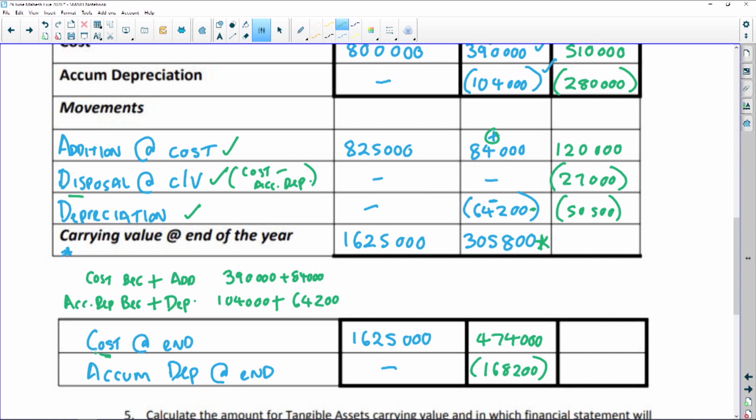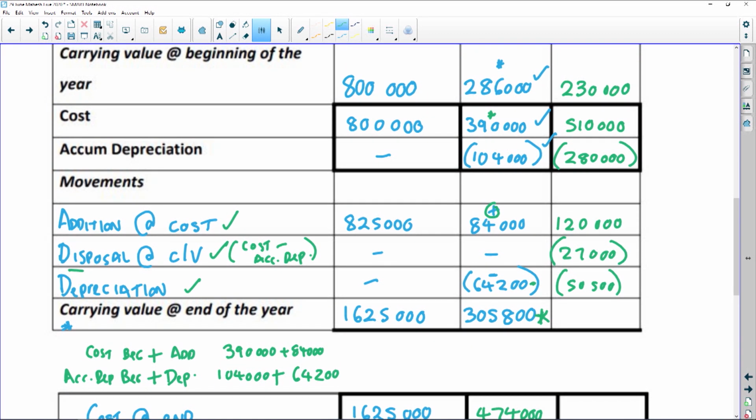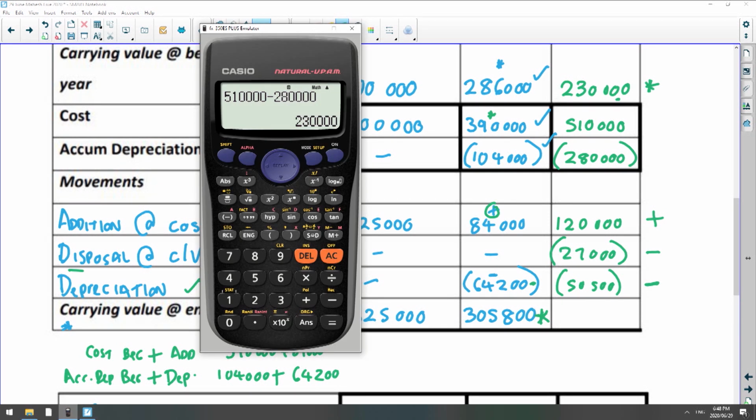Right, so carrying value at the end of the year. So how do I get carrying value at the end of the year? I start off with carrying value at the beginning of the year. My addition is going to increase the carrying value. Disposal, I'm going to subtract because carrying value decreases. And as I said a few seconds ago, depreciation, you're also going to minus. Right, so let's do that on our calculator.